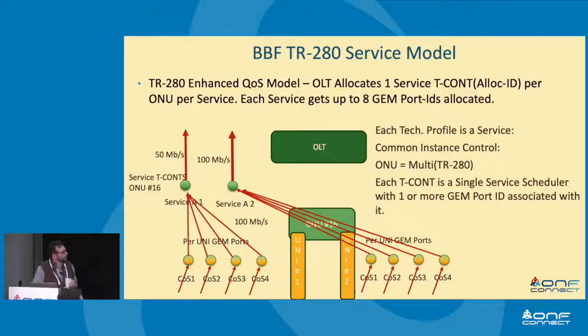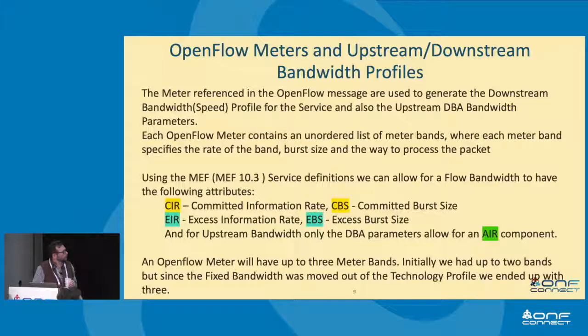Let's see. So if we talk a little bit about the speed profiles or the bandwidth profiles now, basically the model for bandwidth profiles is kind of like the MEF service model. So we have CIR, CBS, EIR, EBS, and for PON we have an extra bandwidth component, which is a short information rate.